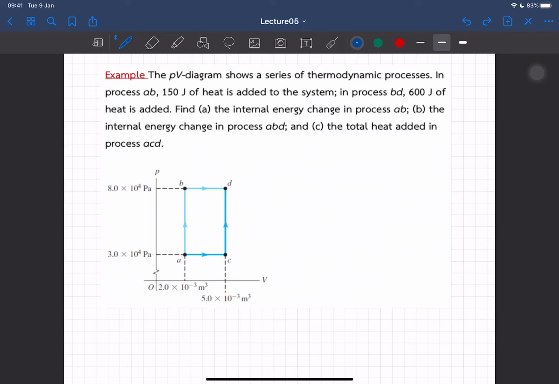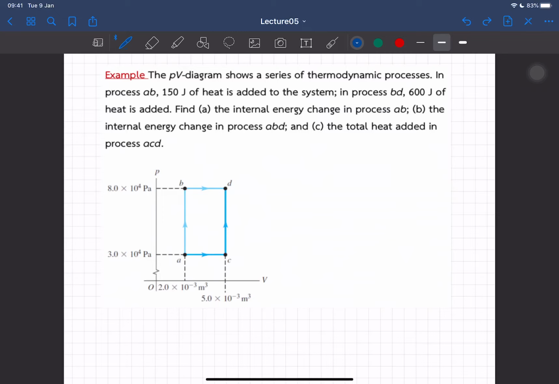And you can see that we are taking two different paths, right? First going up and then going right. That's what we call the A, B, D path. And then the other path that we can take is A, C, D, right? So go right first and then go up. And you can see that these two paths, even though they start and end at the same point, are going to give different values for work and heat. Okay, so this is a simple example that demonstrates what we have been talking about so far.